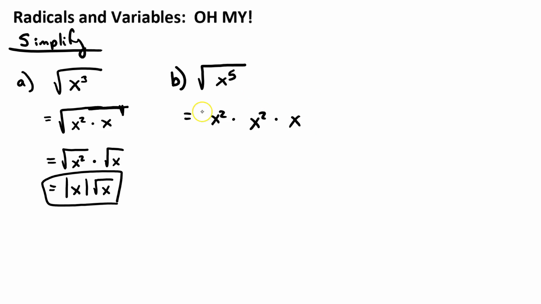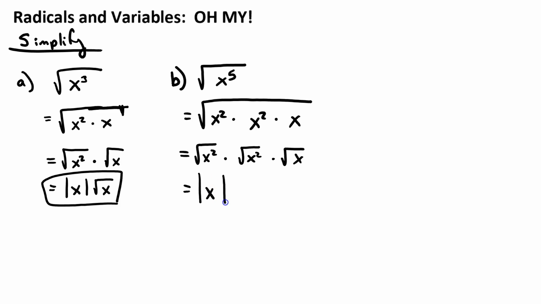Actually, I don't want to quite separate them out yet. So x squared times x squared times x is x to the 5. Now we can separate them out. You could have done this in the first step, it's just easier to see this way, a little bit more transitional. So I'm saying the absolute value of x times the absolute value of x, times root x. Now if you have the absolute value of x times the absolute value of x, I can just say that is simply x squared times root x.